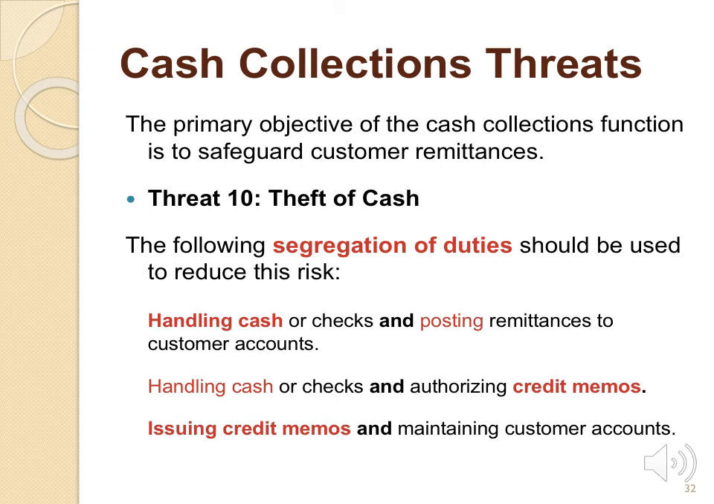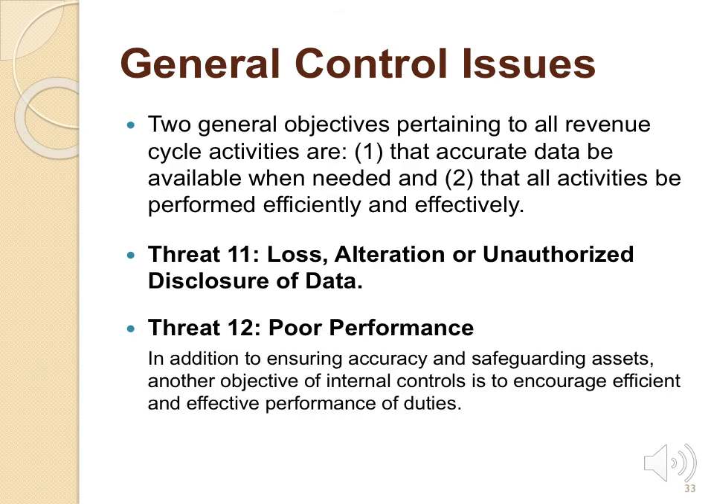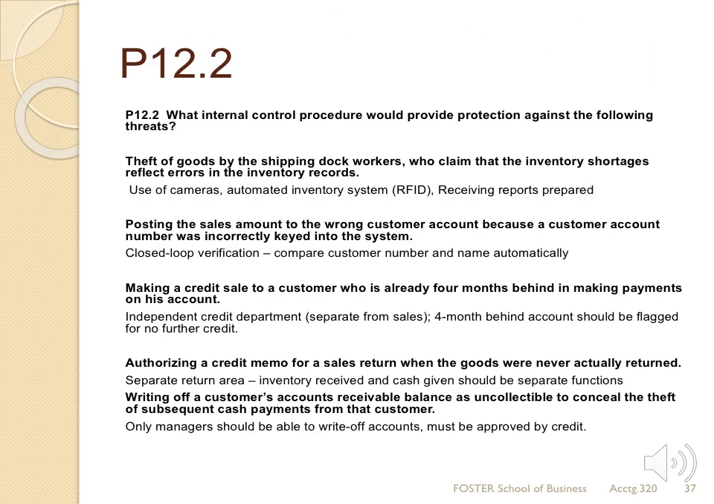So issuing credit memos and maintaining customer accounts should also be separate. If I'm maintaining an accounts receivable account, I'm not the person that's going to authorize that credit memo, because that's a friend of mine, and I could write his account down to 0. All right, I'm going to skip through the general control issues and get to our problem 12.2.